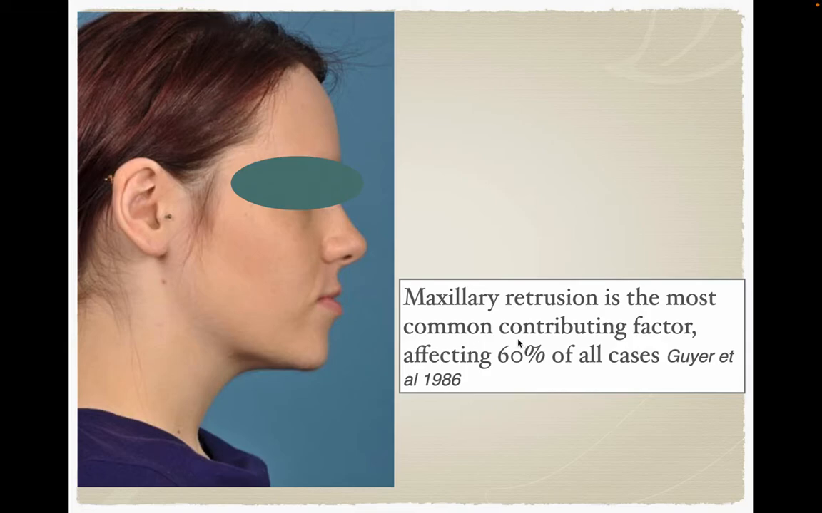So basically the most common cause of class 3 is a hypoplastic maxilla or retrognathic maxilla rather than the mandible. So the most common cause first is the maxilla, the second one is maxilla and mandible together. It's quite common in class 3 to find the etiology is maxillary retrusion and mandibular prognathism together, then the mandibular prognathism alone as a cause.